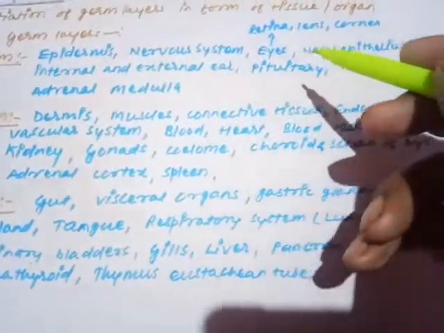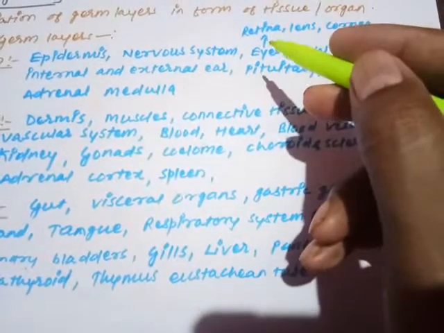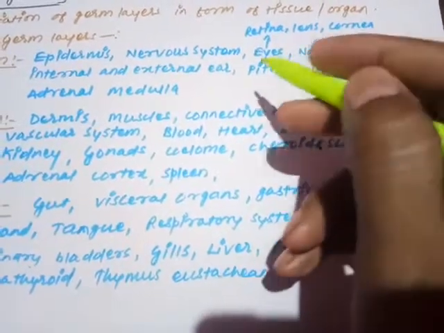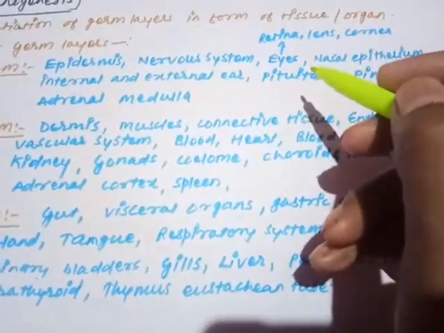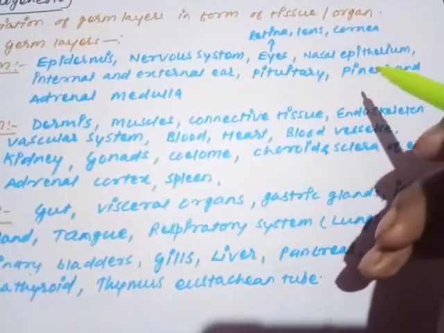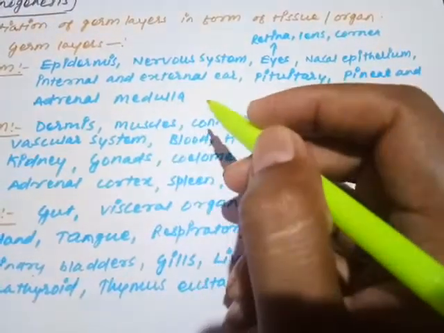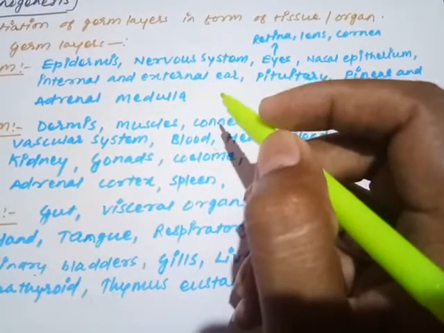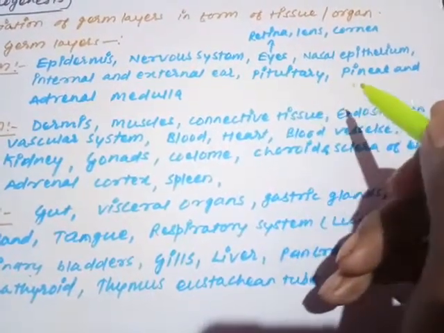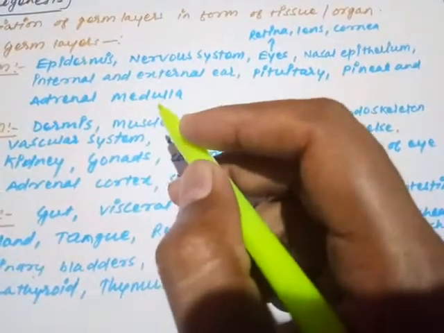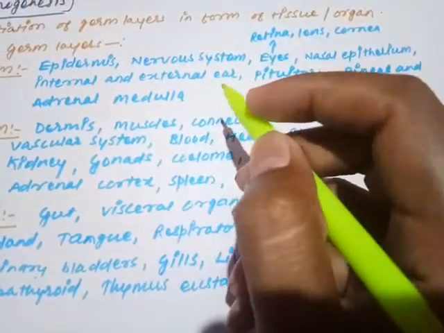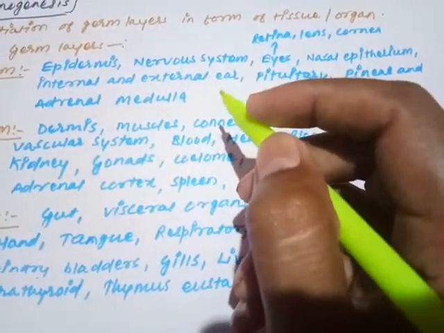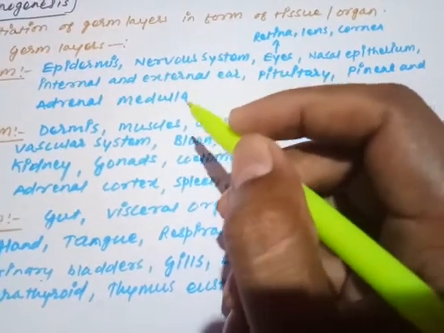The eyes, but not the complete eyes, only the retina, lens and cornea of the eye are produced from the ectoderm. Nasal epithelium, the internal ear and the external ear, not the middle ear, are produced from the ectoderm. Pituitary gland, pineal gland and the medulla part of the adrenal gland. The adrenal gland has two parts, adrenal cortex and adrenal medulla. The adrenal medulla is produced from the ectoderm.